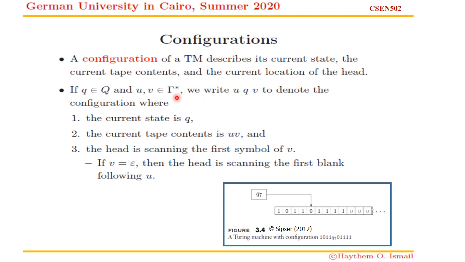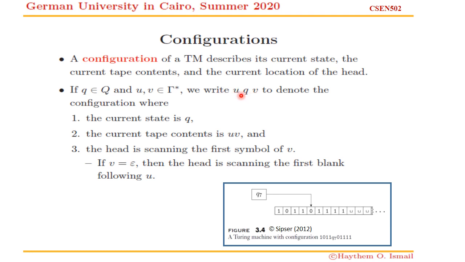So there is a kind of a string representation of a configuration that we're going to make use of again and again. So if Q is a state, and U and V are tape strings. Remember, gamma star is the set of strings over the tape alphabet gamma. Then if Q is a state and U and V are strings over the tape alphabet, then we write U, Q, V to denote a particular configuration.